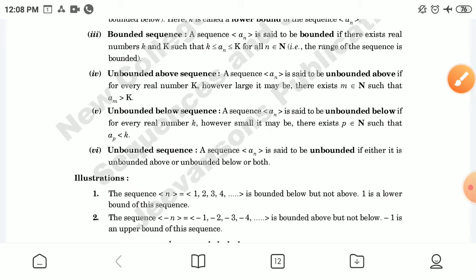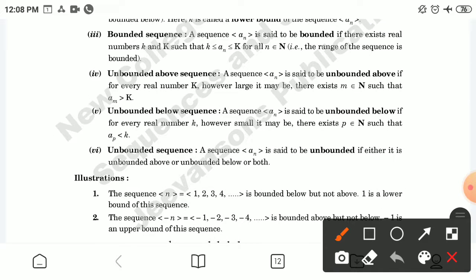Now the next definition for bounded sequence. A sequence {a_n} is said to be bounded if there exist real numbers k and K such that every term of the sequence is between those numbers small k and capital K for all n belongs to N. That is, the range of the sequence is bounded. Fourth definition, unbounded above sequence. A sequence {a_n} is said to be unbounded above if for every real number K, however large it may be, there exists m belongs to N such that a_m becomes greater than that K. Then the sequence is said to be unbounded above.